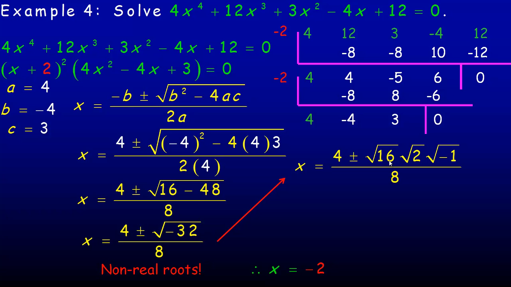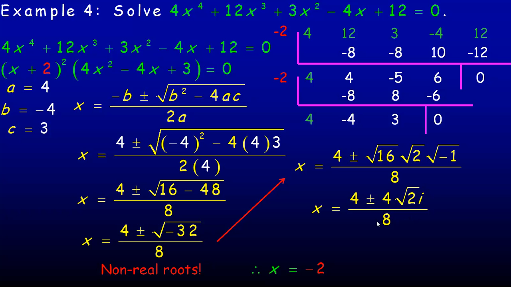So 4 goes into 32, but 16 is the largest perfect square that goes into 32. So negative 32 is 16 times 2 times negative 1. There's the imaginary part right there. So the root of 16 is 4, and then we have root 2, and then this is i. i is the root of negative 1, or i squared equals negative 1.